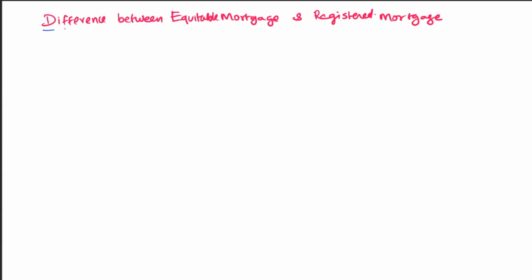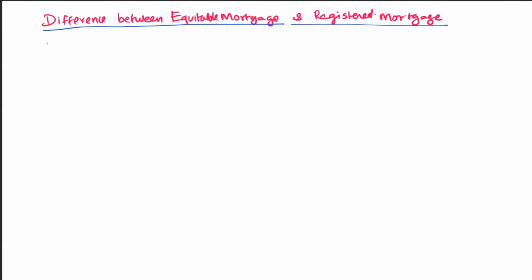I received a query: what is the difference between simple mortgage and equitable mortgage? Actually, equitable mortgage is otherwise called a simple mortgage, so there is no difference. But there are differences between equitable mortgage and other mortgages. To start with, in this session, I'll take you through the difference between equitable mortgage and registered mortgage.